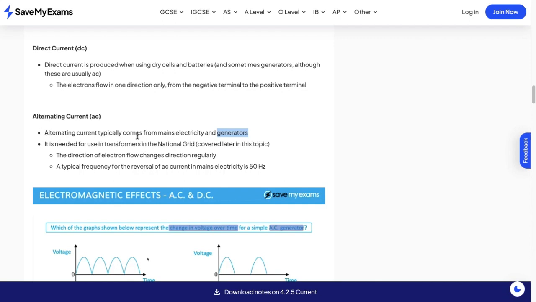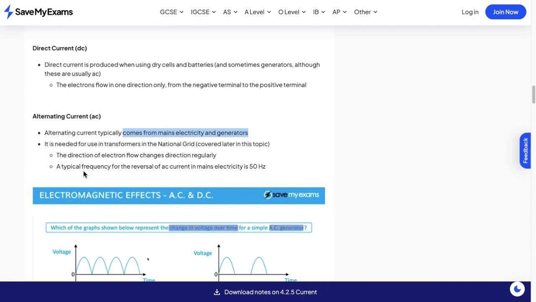And that's why the main electricity supply in your countries uses AC current, because they use transformers to boost and transmit the voltage from one location to another. We've covered this in the high voltage transmission, transformer and generator studies. So we say alternating current is needed for use in transformers in the national grid. We've done this already, right?